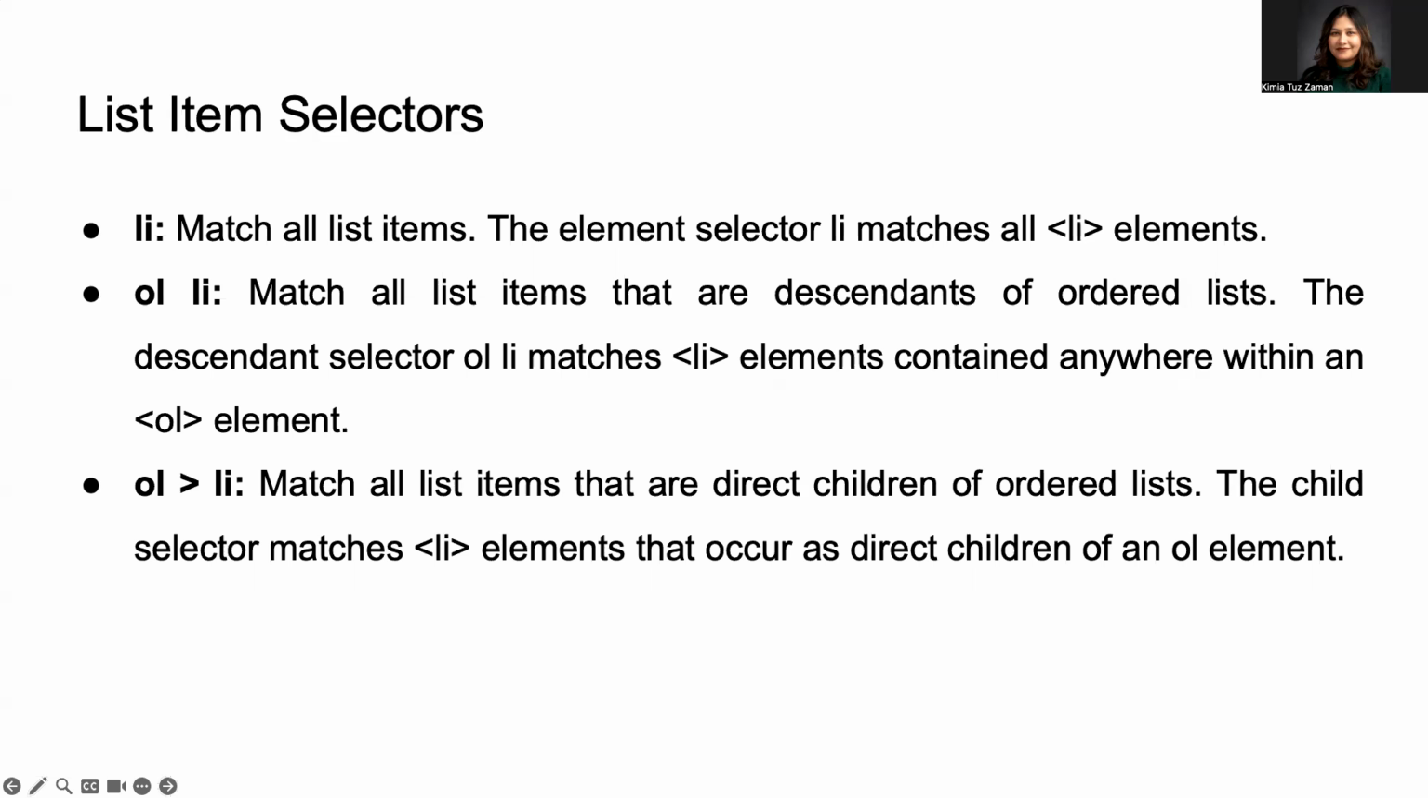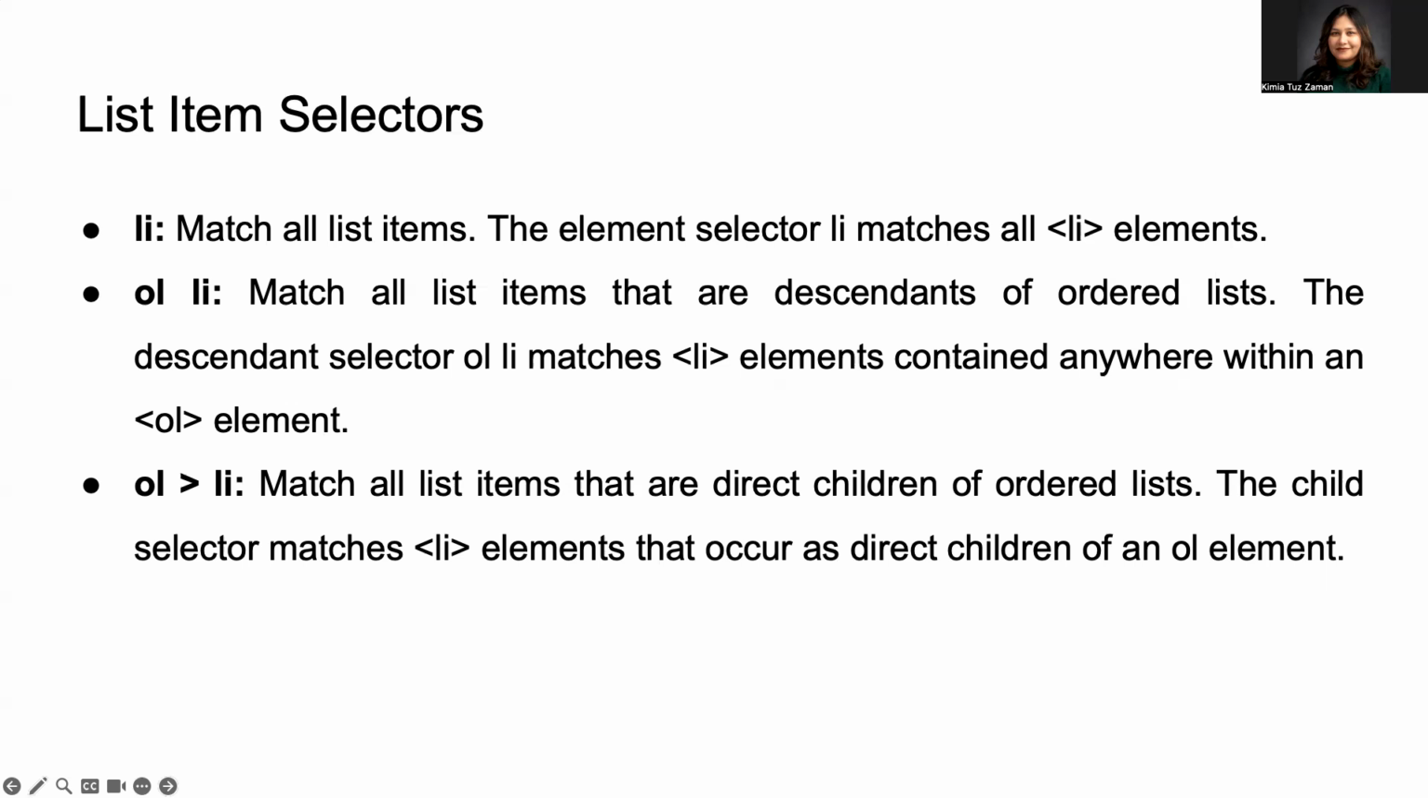Let's now focus on how we can specifically target list items with CSS. First, the simplest one, using just li as a selector. This matches all list items no matter where they are, whether inside an ordered list or an unordered list. And next, we can be more specific. Ordered list li. This is a descendant selector. It matches any li that is inside an ordered list, even if it's nested several levels deep. For example, if you had an ordered list and inside it an unordered list with more list items, those nested ones would also be matched.